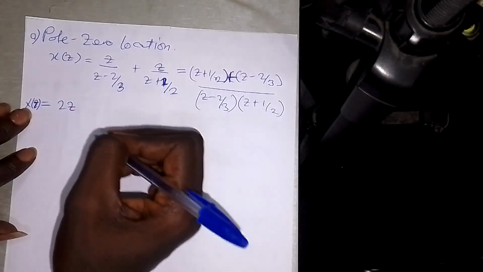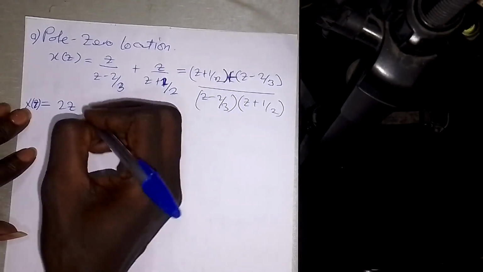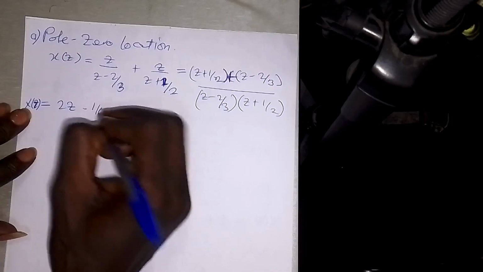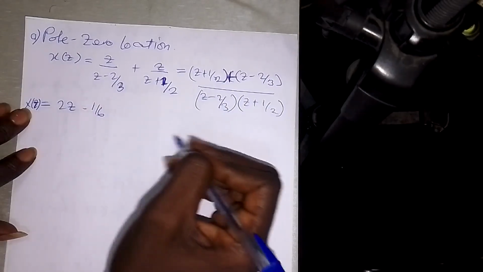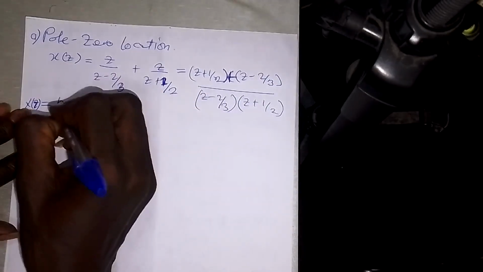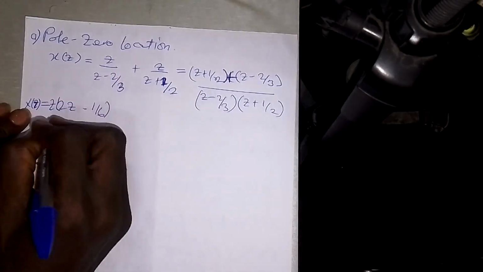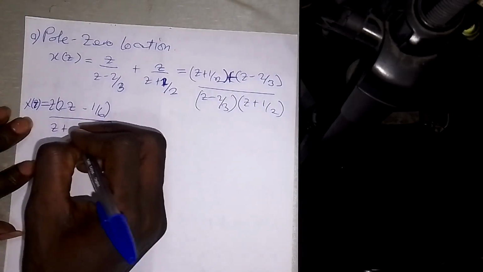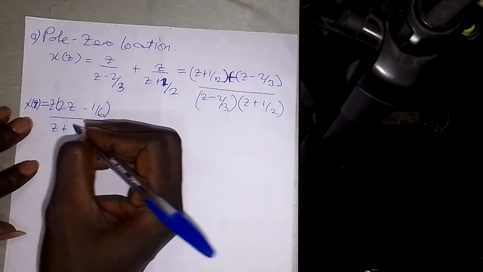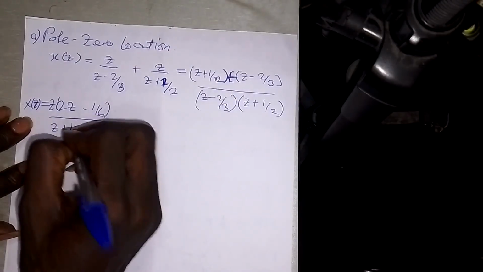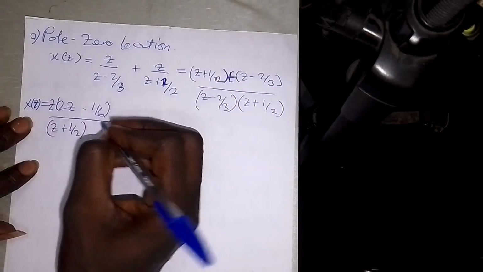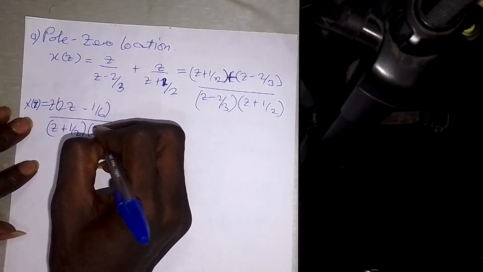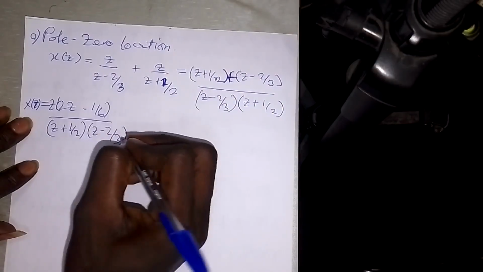2z into here minus, if you subtract this and this, you get 1 minus 6. And then there's another z here. If I bring it up, it's going to be z over this. Then here I'll have z plus z, plus 1 over 2, plus 1 over 2, and z into minus 2 over 3.